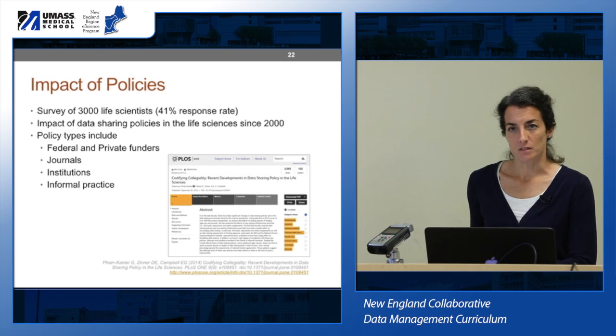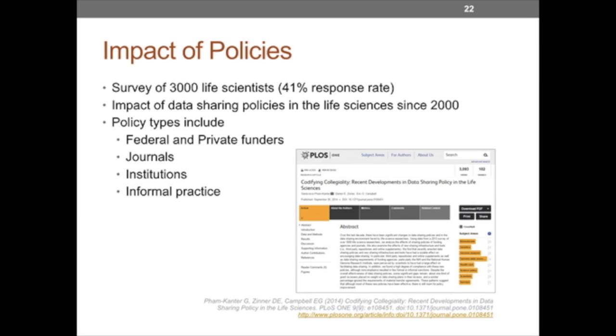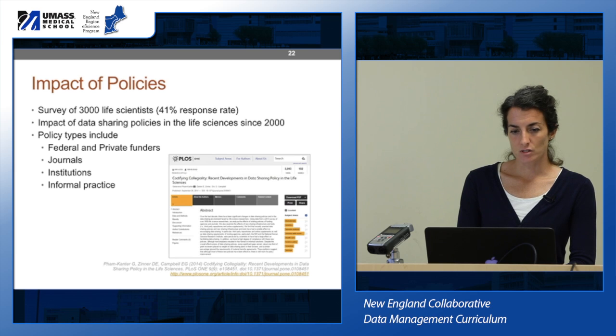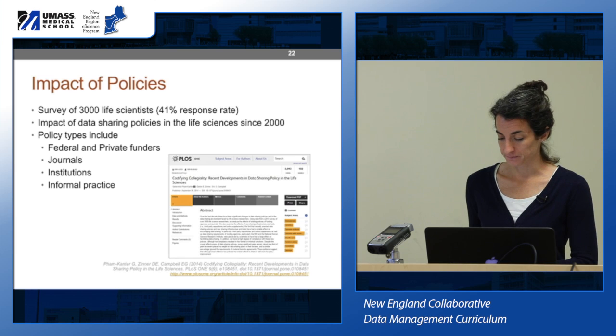So what is the impact of these policies? Are they actually having an effect? In 2014, a study was released. It surveyed 3,000 life scientists and had a 41% response rate. And it was looking at the impact of data sharing policies, specifically in the life sciences, and looking across the policy types that we have talked about.